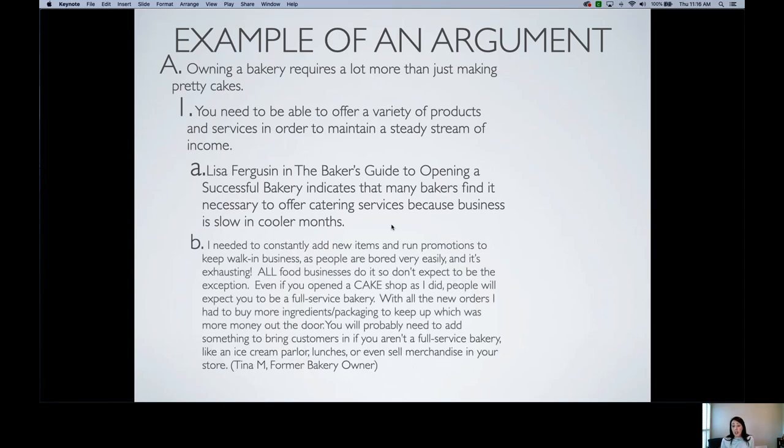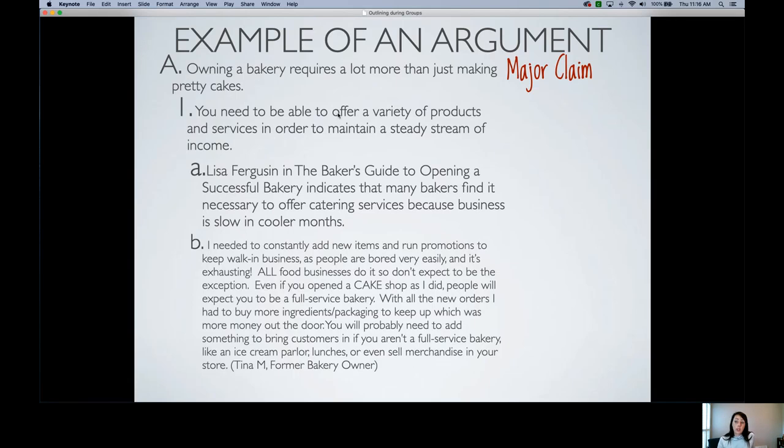So this is a quotation. I should probably put quotation marks. And the quotation is, "I needed to add new items and run promotions to keep walk-in business. All food businesses have to do it. Even if you open a cake shop, people will expect you to be a full-service bakery." And this goes on and on. And so this is a personal testimony from a former bakery owner, which means that there's quite a bit of credibility there.